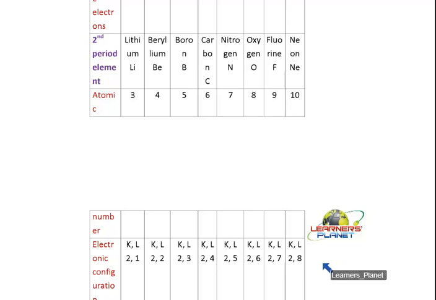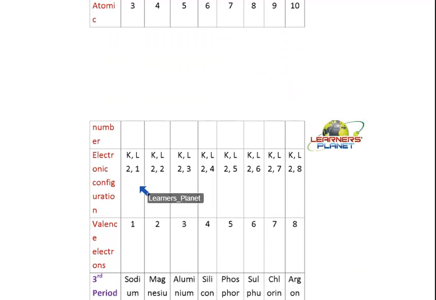That is, in the first element there is 1 electron in its valence shell, whereas in the last element there are 8 electrons in the valence shell. So the valence electrons are, students, 1, 2, 3, 4, 5, 6, 7 and 8.